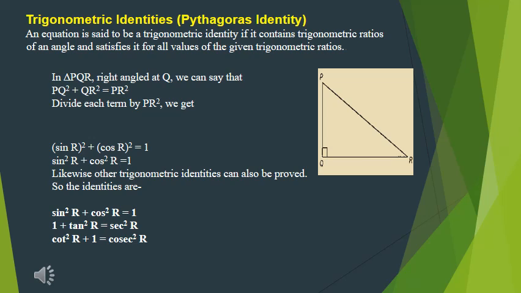So here at last we get another two identities, that is 1 plus tan square R, which is equal to sec square R. Similarly cot square R plus 1, which is equal to cosec square R. So these are the three identities which we use further for the given questions.